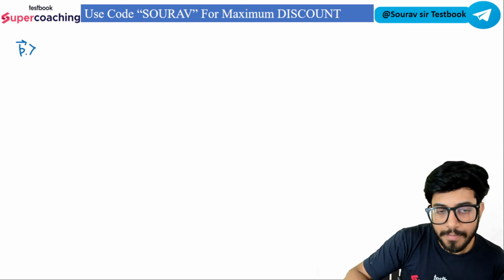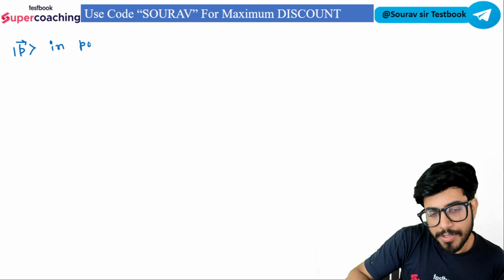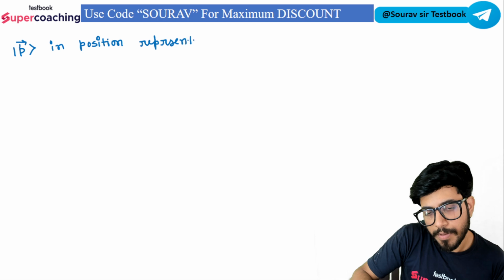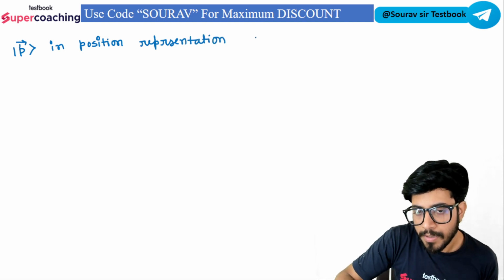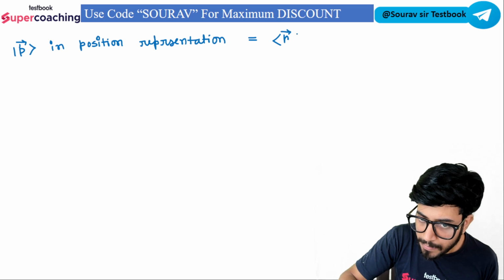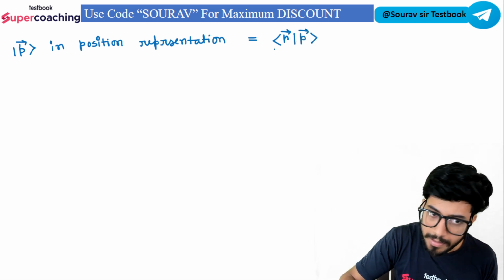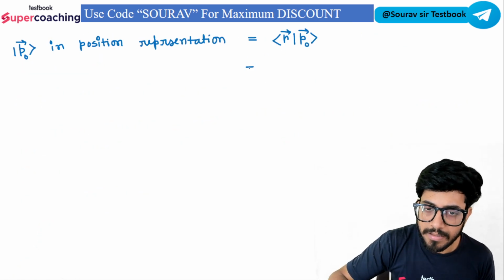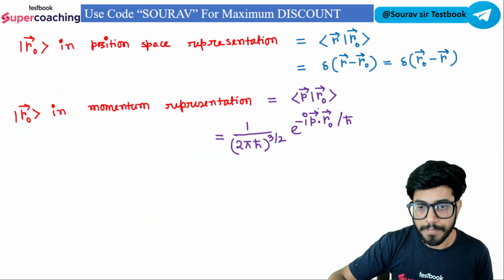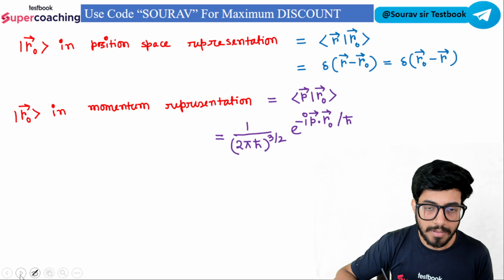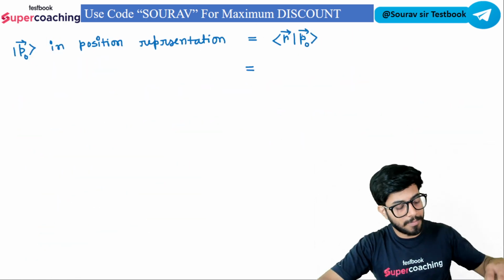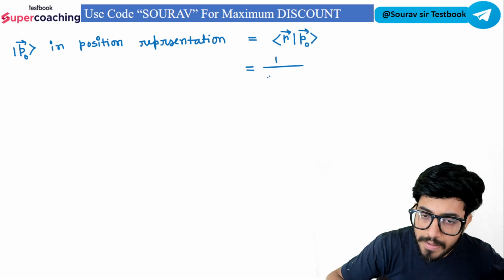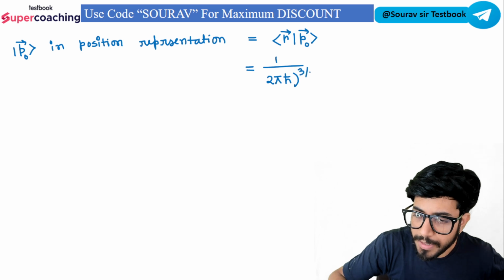P cap in position representation. That should be equal to the inner product of R vector with P naught in position representation, which is an eigenvector. How will this show in position representation? See, we know P R naught is this. So the inner product of position with momentum we can write as 1 divided by, in 3D, (2 pi h cut) to the power of 3/2.